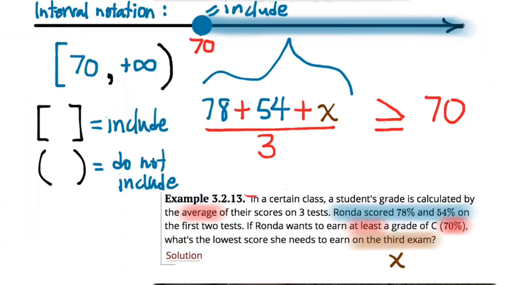But then for finite endpoints like 70, we have to separately make the decision, do we include it, so it gets the square bracket, a filled-in circle, usually correlates to a less than or equal to or greater than or equal to symbol, or do we not include it, which would be a round bracket, a hollow circle, and usually a greater than or less than sign without the equal next to it. So those three things tend to occur together.